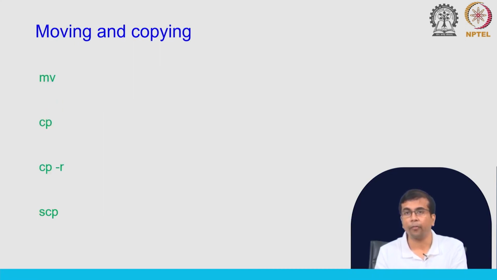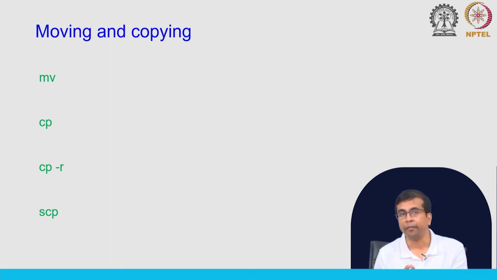Okay. Now, there are basic commands that we also use for moving and copying files. The command to move folders and files is the mv command, and we have the cp command for copying files. If you want to copy a file, we simply use this cp command. If you want to copy a folder, then you have to use cp -r. This is an option of cp, which copies the contents of the full folder recursively. So, if you want to copy a full folder, you would use this command cp -r.